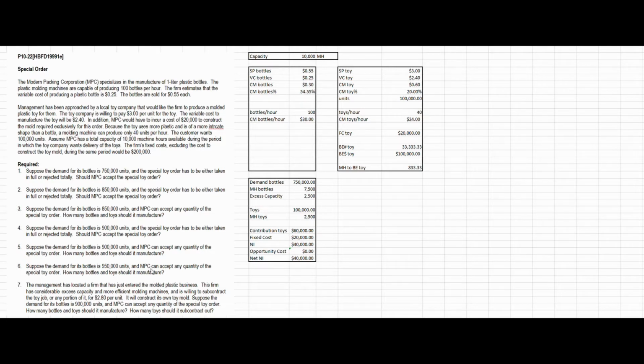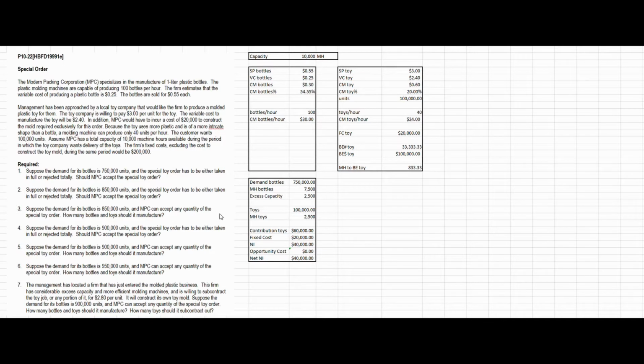If we look at the questions over here, we have two different types of scenarios. One, we have a scenario where we have a certain amount of demand for the bottles and the toy order has to be taken in full. That's questions 1, 2, and 4. Questions 3, 5, and 6 give us some level of demand and say any quantity of the toy order can be taken. All right, so we're going to deal with this first scenario first.